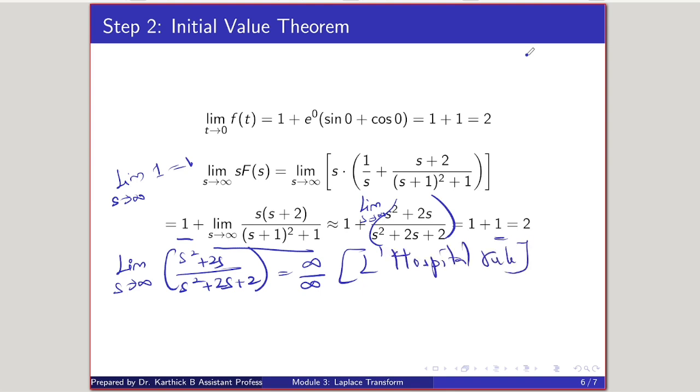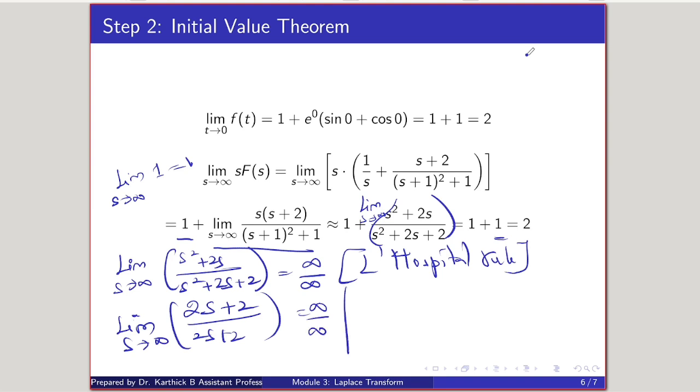That means we have to differentiate the numerator and denominator first one time. So if I differentiate this, what will it be? (2s plus 2) divided by (2s plus 2). Then just take the limit now. If I substitute s equal to infinity, again I will get infinity by infinity. So again I am getting the indeterminate form.